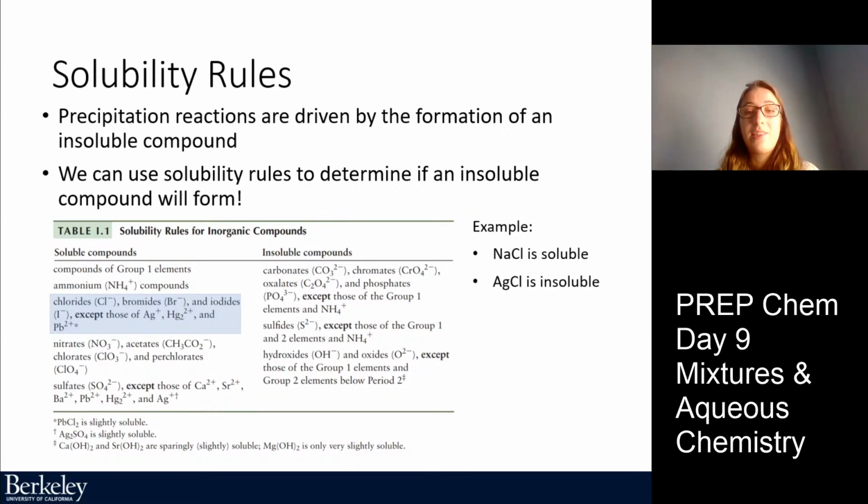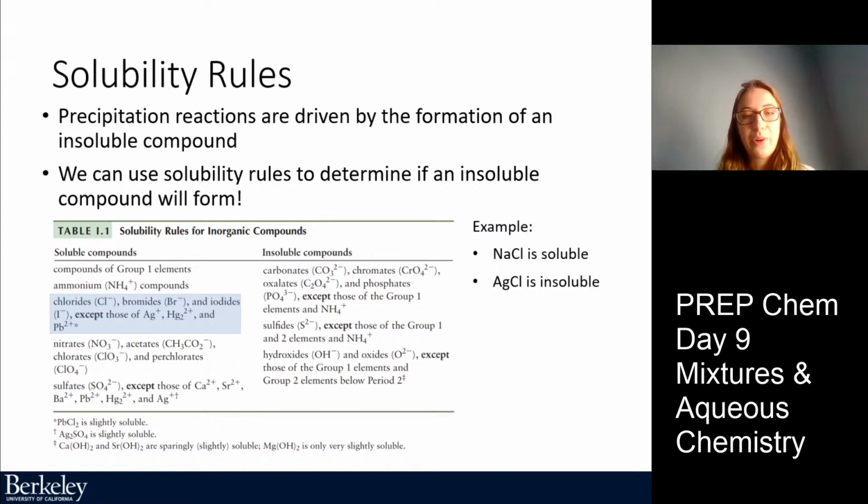But suppose you had silver chloride. Again, if you looked at the same rule, at first you may think, oh, it has a chloride anion in it, it should be soluble. But then if you get to the very end of this rule, it has those exceptions. So it says chlorides are soluble except those that have a silver cation or the mercury and lead cations. So then that means that our silver chloride is actually insoluble.